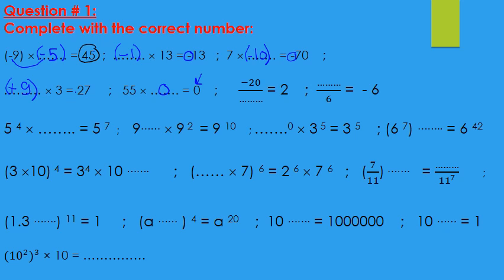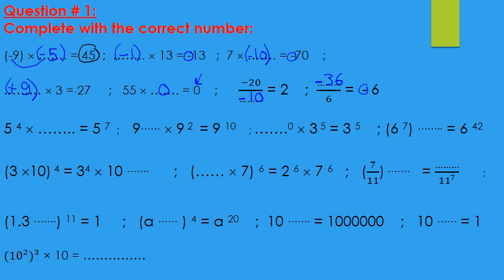Now we start with division of signed numbers. We have a negative number over what gives us positive? Negative over negative will be positive. 20 over what will be 2? 20 over 10, the answer will be 2. Now, which number divided by 6 gives us minus 6? Because the result is negative, negative over positive is negative. And which number divided by 6 will be 6? Minus 36 divided by 6 is equal to minus 6.